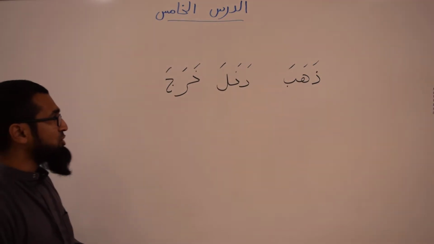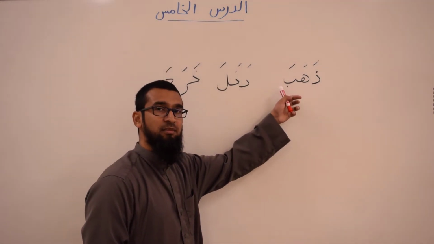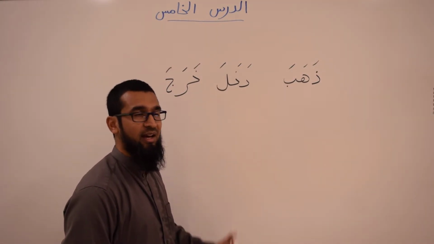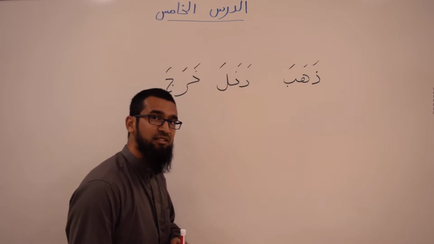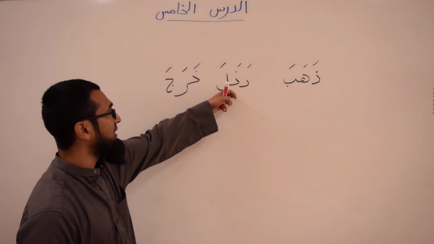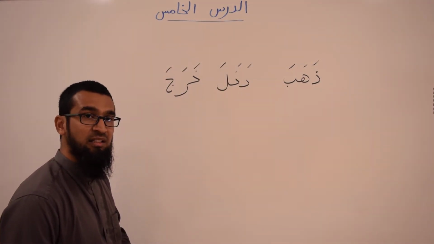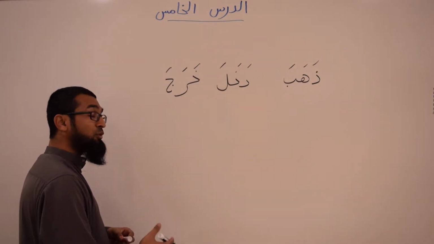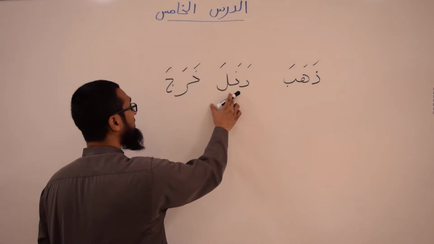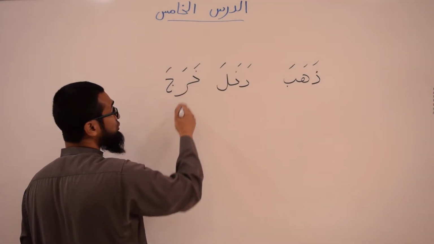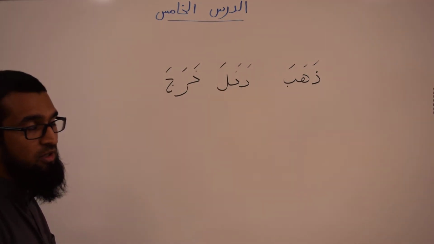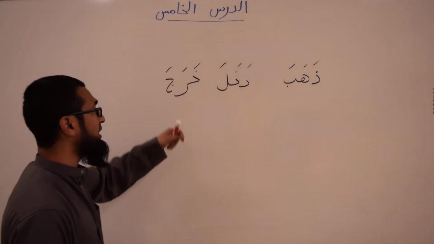So you would conjugate it: ذهبت, ذهبت, ذهبتي, ذهب, ذهبت, ذهبنا, ذهبتم, ذهبتن, ذهبوا, ذهبنا, and so on in the past tense. Same for دخل: دخلت, دخلت, دخلتي, دخل, دخلت, دخلنا, دخلتم, دخلتن, دخلوا, دخلنا. And خرج: خرجت, خرجت, خرجتي, خرج, خرجت, خرجنا, خرجتم, خرجتن, خرجوا, خرجنا.